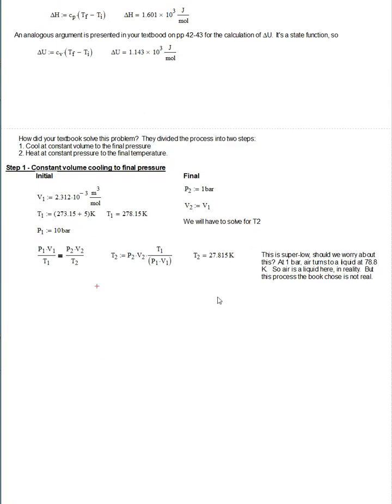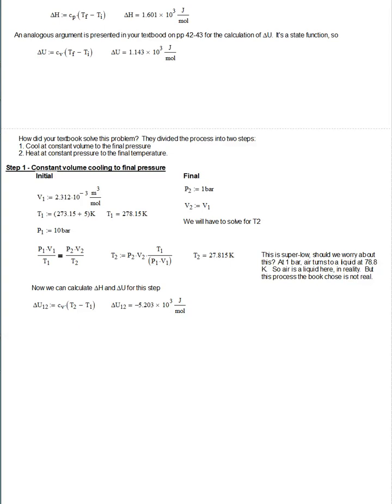So anyway, once we have T2, we can calculate what? This is a constant volume process, so we can calculate delta U for this as CV delta T, and so we get a negative 5203 joules per mole. And that makes sense because we're cooling. We are really cooling, right? We're cooling at over 200 degrees C.